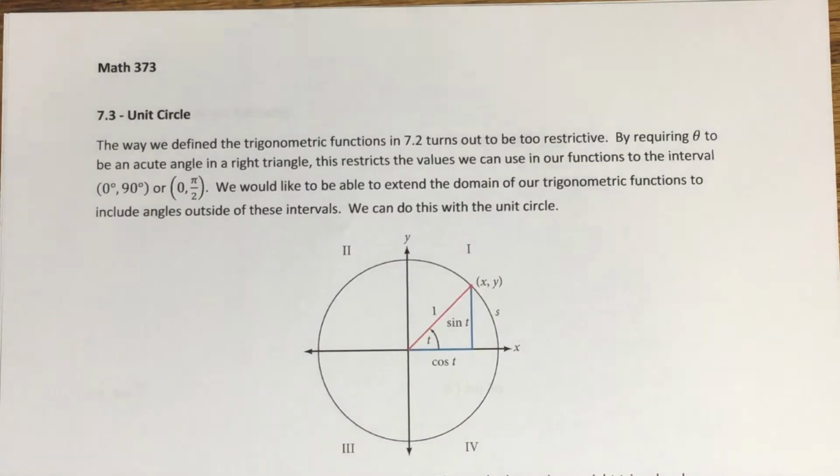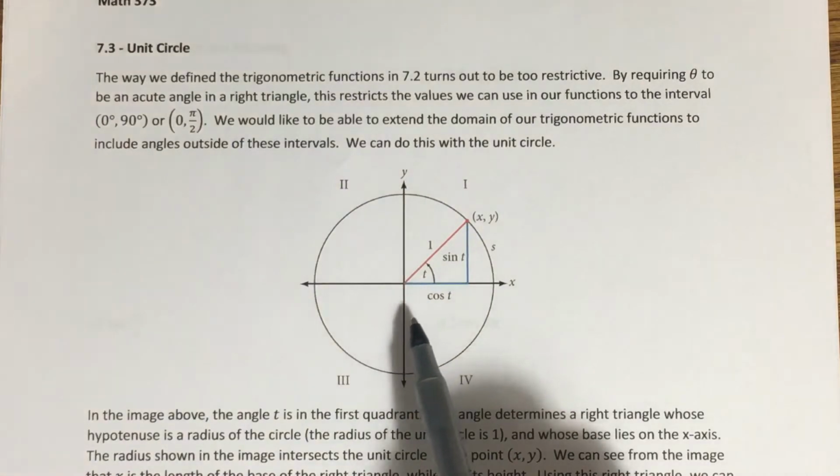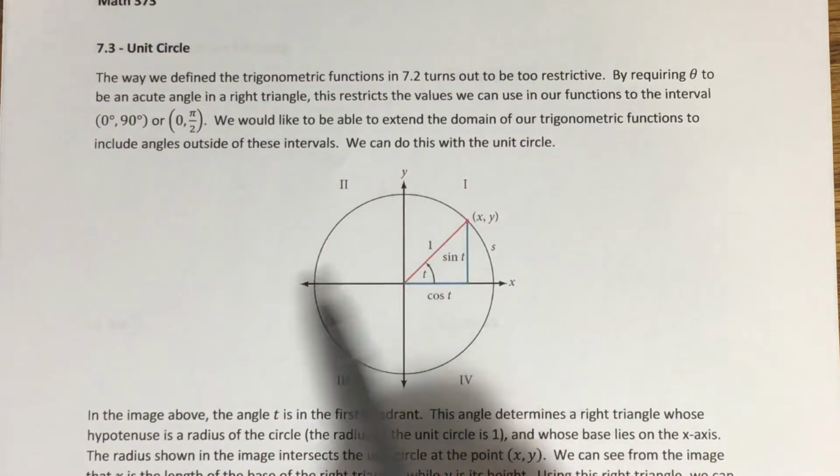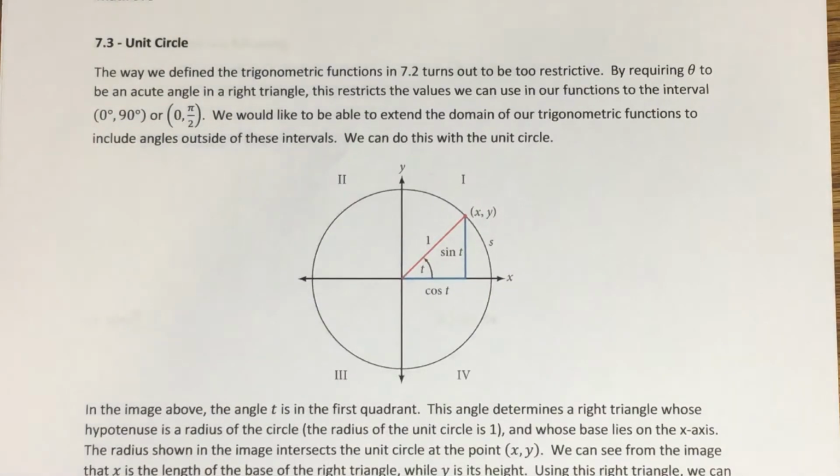Well, in order to do that, we have to expand our definition of the sine and cosine functions. We need to expand our definition of the other 4 functions as well, but we deal with those functions in section 7.4. Right now, our focus is just the sine and the cosine functions. So, what we're going to do is take the right triangle idea and embed it inside what we call the unit circle. So if you don't remember what the unit circle is, it's a circle in the coordinate plane centered at the origin with a radius of 1. Unit means 1, so that's why we call it the unit circle.